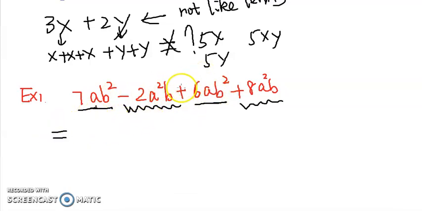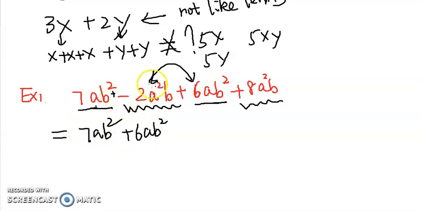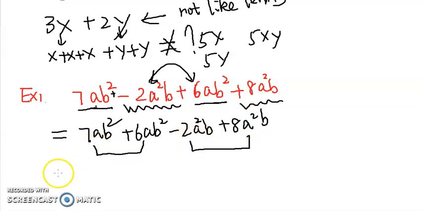Since addition has the commutative property, I'm sorry, not subtraction, addition, you can put a little plus sign here, so it's sort of like we're switching these two terms. We're putting 7ab squared and 6ab squared together. And then we can move this whole thing, the sign, together with 2, negative 2b squared plus a squared b. So we can add these two together and these two together.